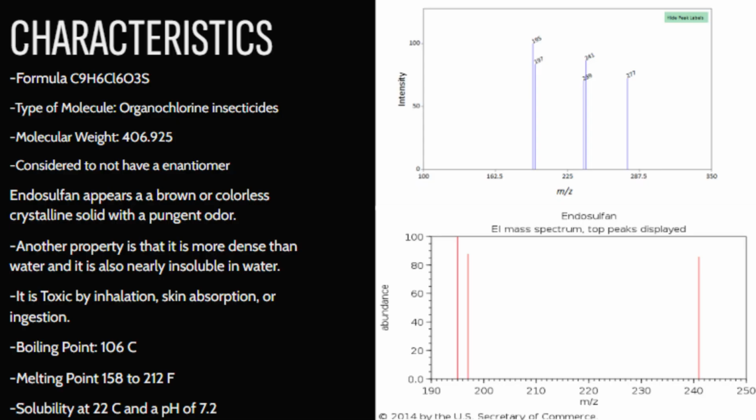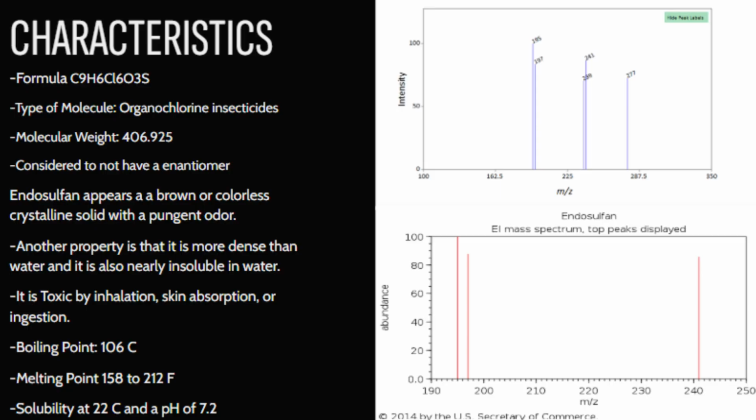Here are some of the main characteristics of endosulfan. This is its formula as listed. Type of molecule is an organochlorine insecticide. Its molecular weight is 406.925. It's considered to not have an ionomer.